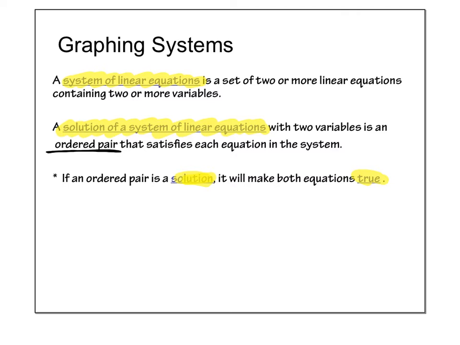A solution of a system with 2 variables is an ordered pair. I underline the words ordered pair because it is very important to note. Okay? A solution is an ordered pair that satisfies each equation in the system. And it says if an ordered pair is a solution, it'll make both equations true. And that'll make more sense on the next page.